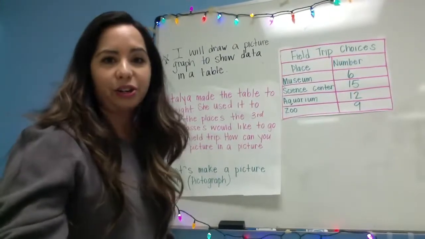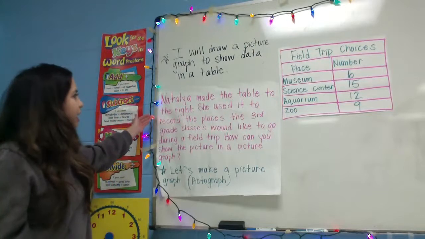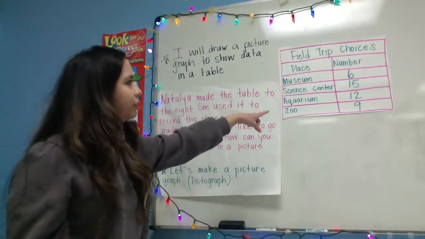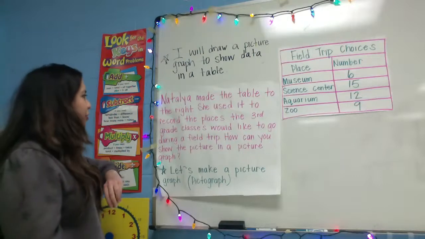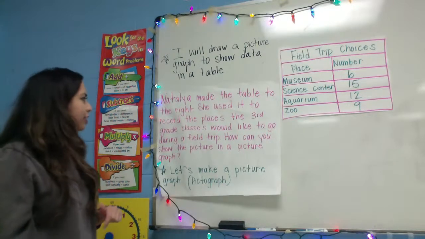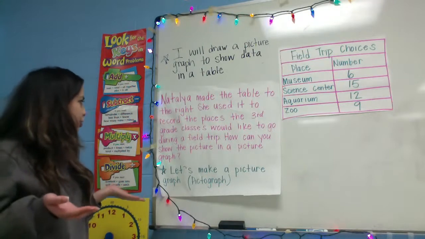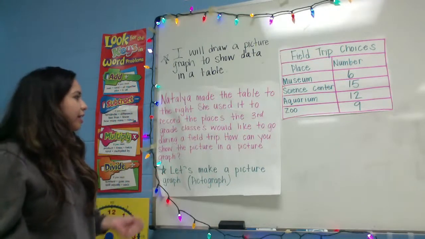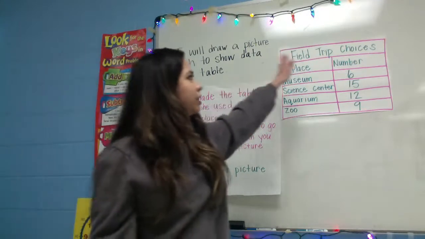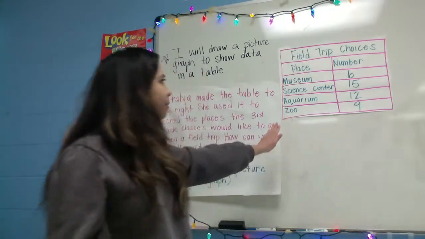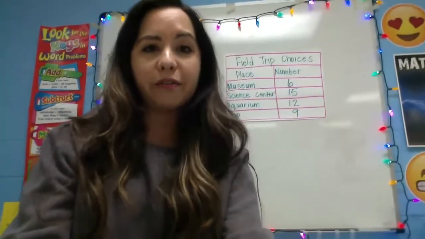All right, it starts with the word problem. Natalia made the table to the right. Okay, here's our table. She used it to record the places the third grade classes would like to go during a field trip. How can you show the picture in a picture graph? All right, so again, we're going to use this information in this table and put it into a pictograph, okay?